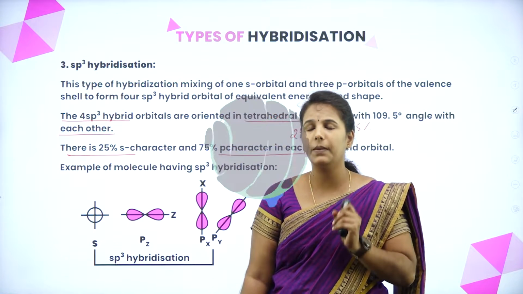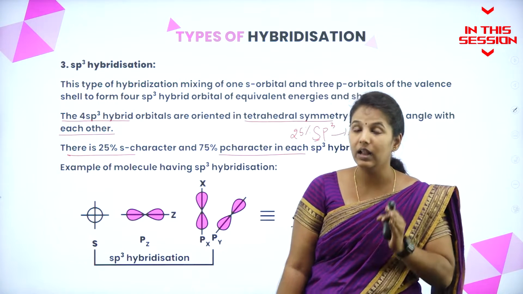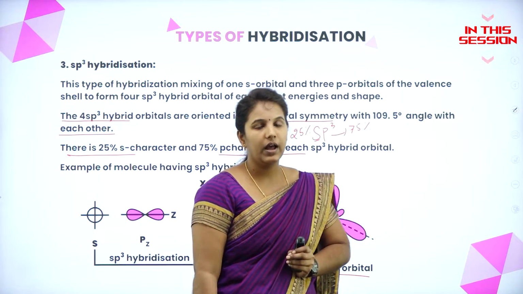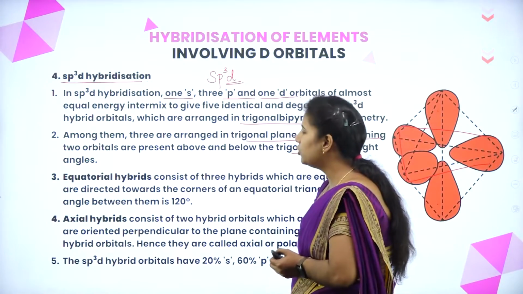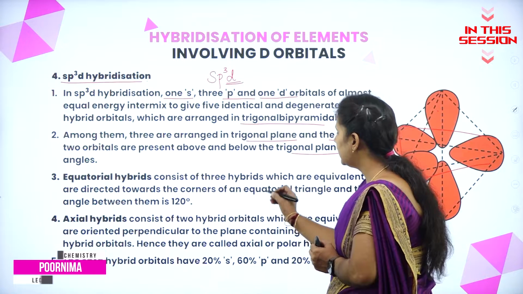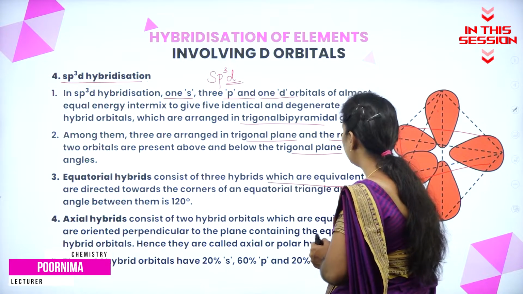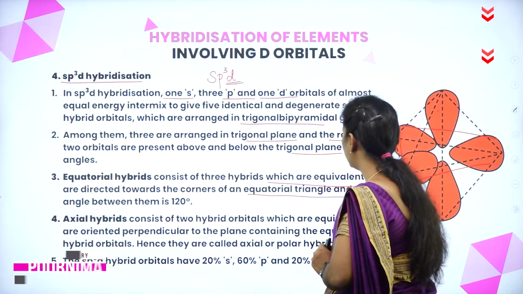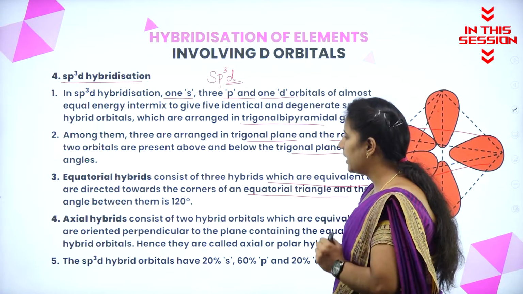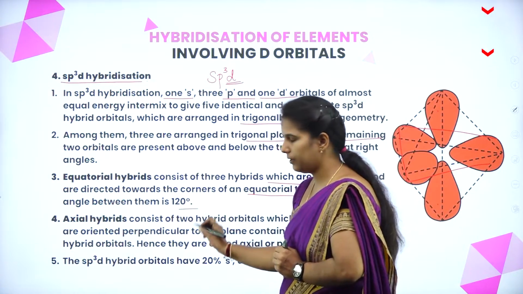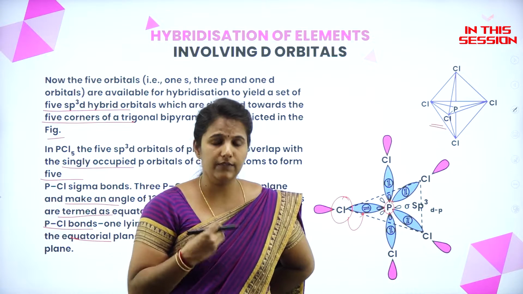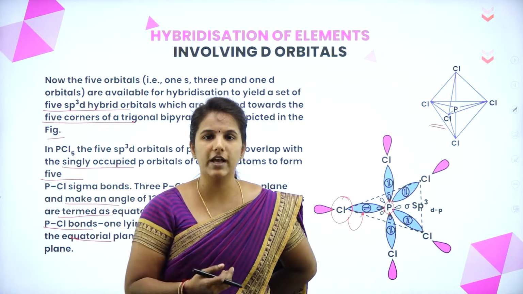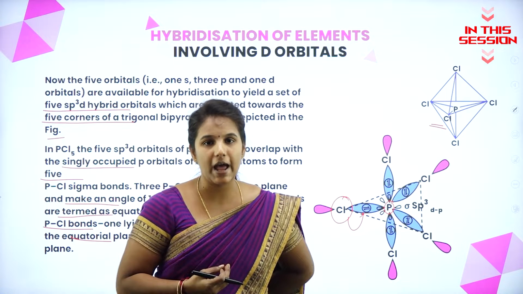So when 3 p orbitals and 1 s orbital are combined, they form sp3 hybrid orbitals. Equatorial hybrids consist of 3 equivalent hybrids directed towards the corners of the equatorial triangle, and the angles will be around 120 degrees. In the case of PCl5, which involves the d orbital, it is known as sp3d hybridization.